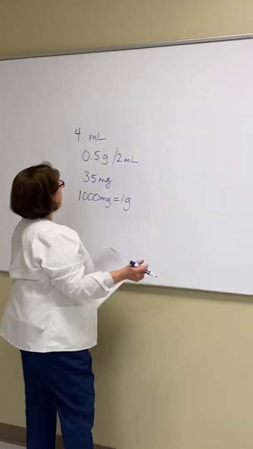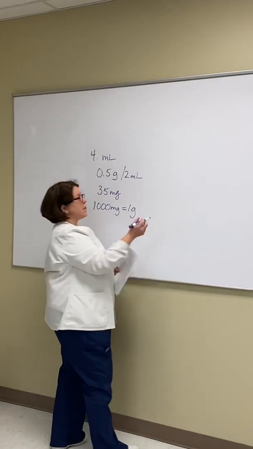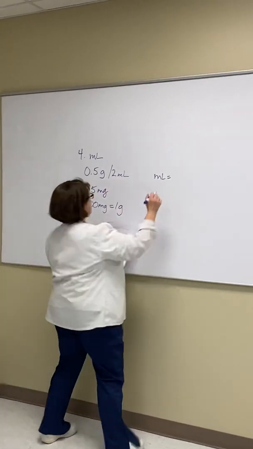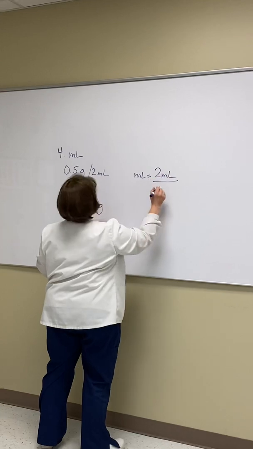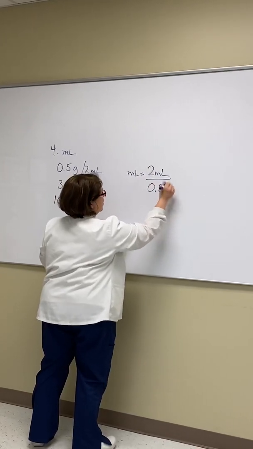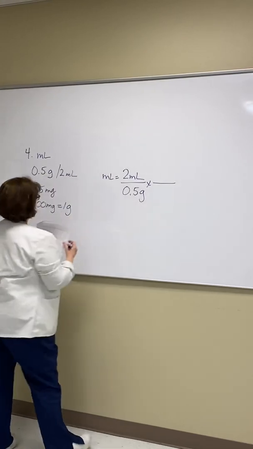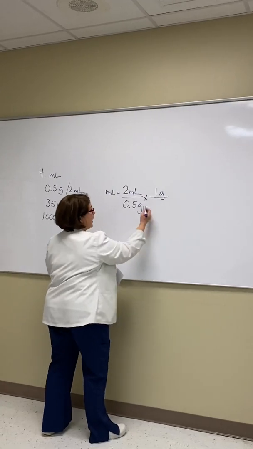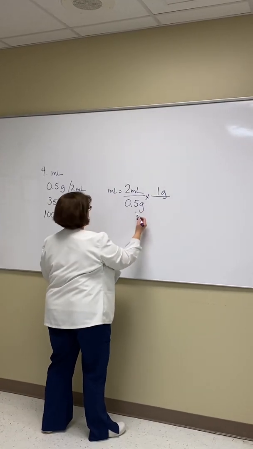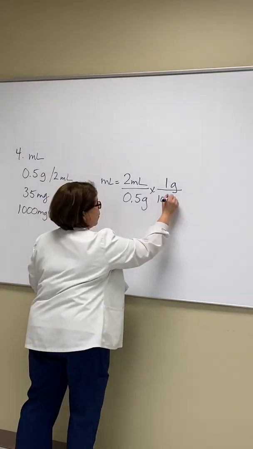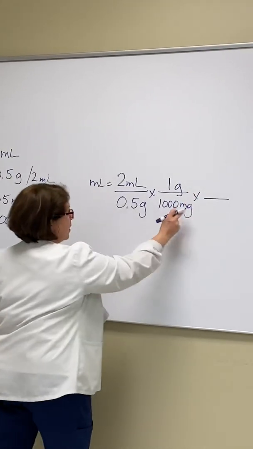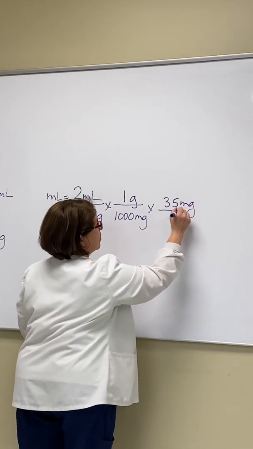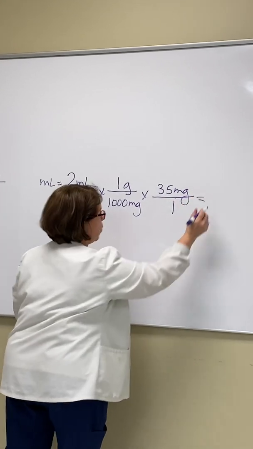That's important. That's why you have to know your conversions. So let's set up the problem. We'll just add another step. We're looking for mLs, so we start with mLs. We've got 2 mLs per 0.5 grams. To keep the problem flowing, I have to add my conversion. Remember they have to be diagonal, gram over gram. So 1 gram equals 1,000 milligrams. We have to have another conversion, milligrams here, and that's where we put our 35 milligrams. We're done setting the problem up, so I put a 1 there.